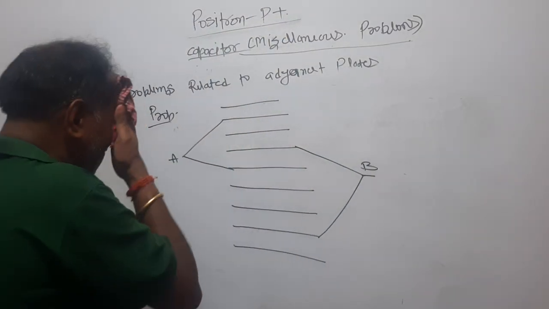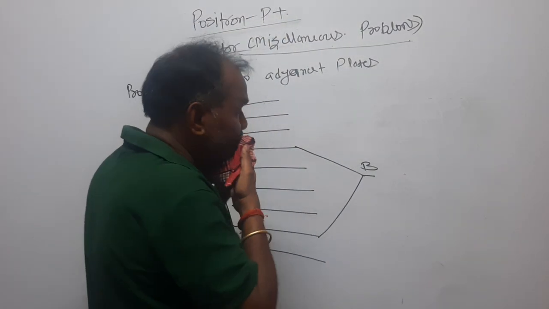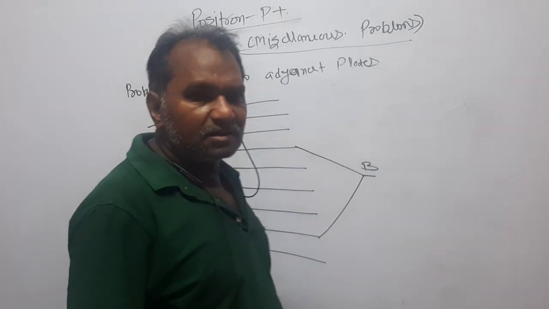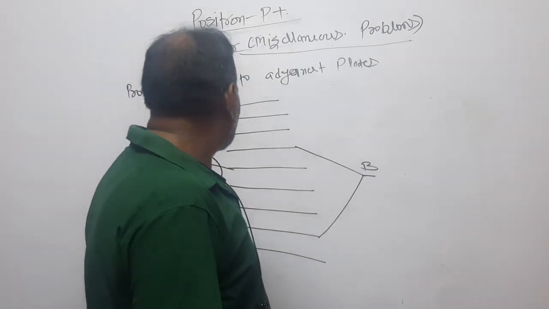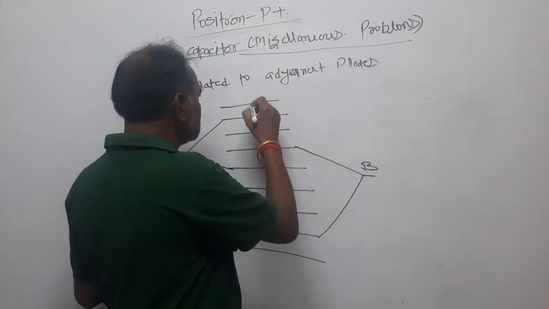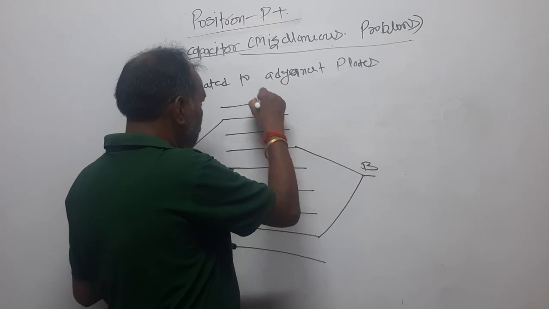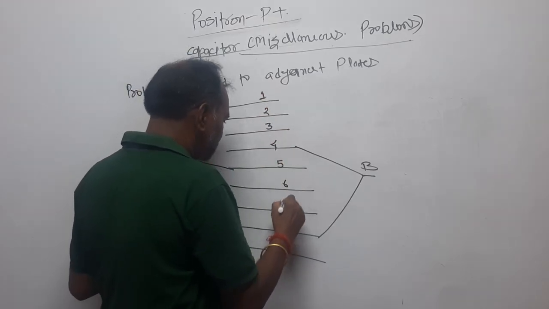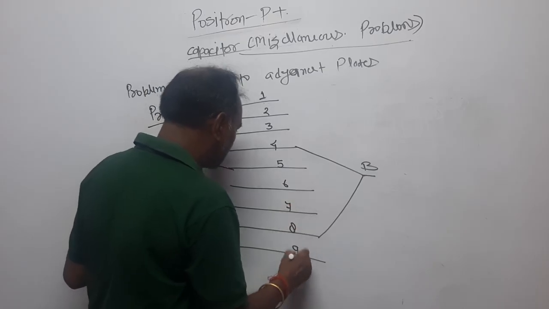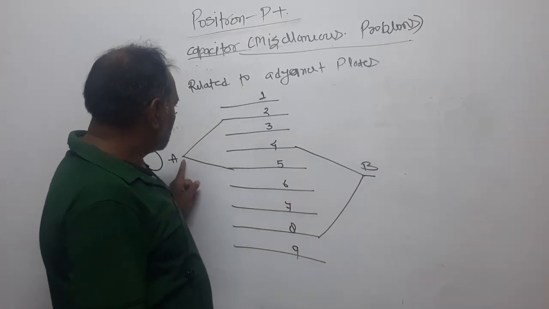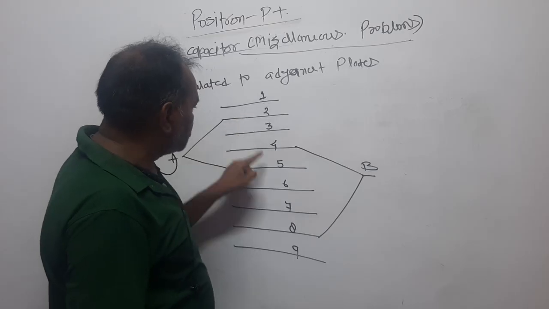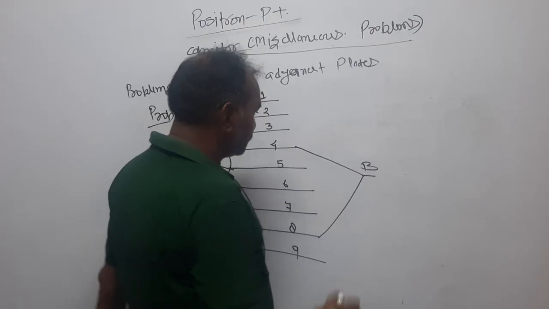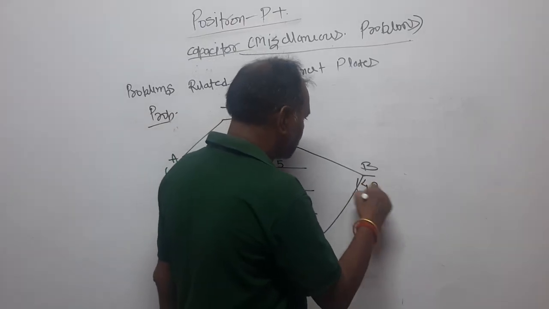Now, dear students, again we have to find out the equivalent capacitance between A and B. The same concept I am going to apply: give numbers to these plates, 1, 2, 3, 4, 5, 6, 7, 8 and 9. Dear students, point A is connected with 2 and 5, so I am writing here 2 and 5, and B is connected with 4 and 8, so writing here 4 and 8.